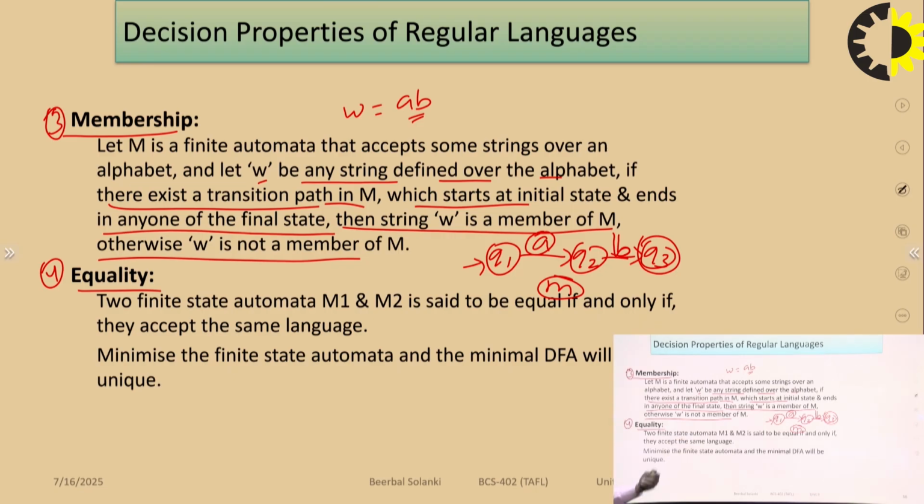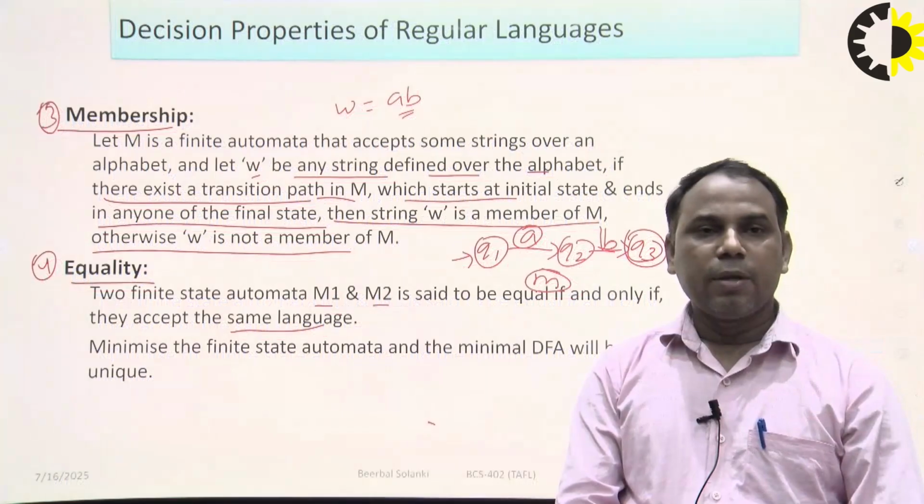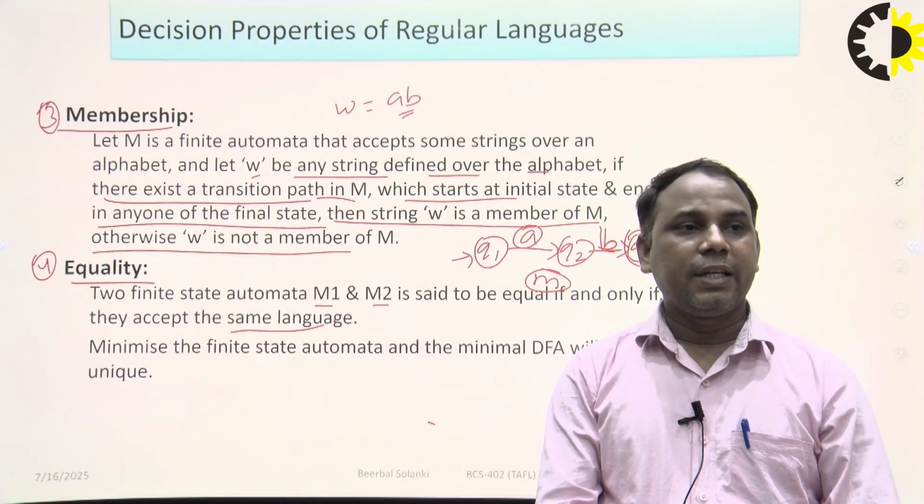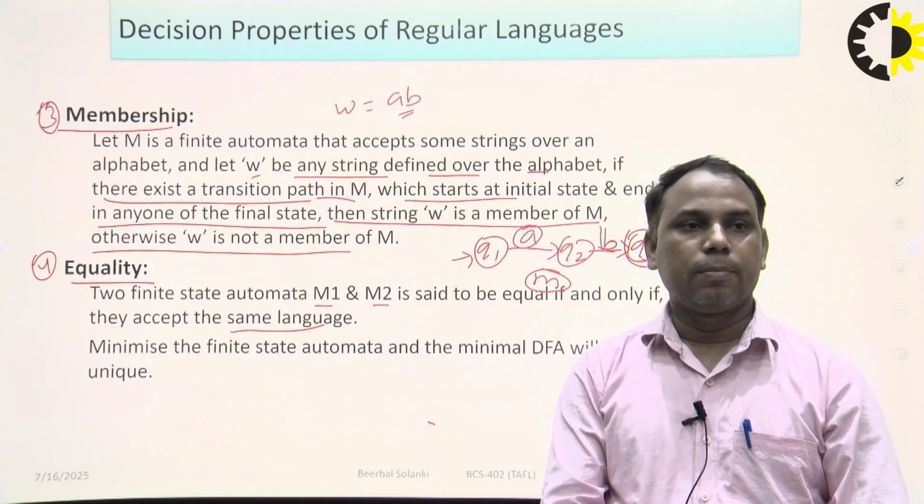Equality of finite state automata: M1 and M2 are said to be equal if and only if they accept the same language. Suppose M1 M2 टू फाइनाइट ऑटोमेटा है और उन्होंने सेम लैंग्वेज को एक्सेप्ट कर लिया. Minimize the finite automata and the minimal DFA will be unique. So M1 M2 टू ऑटोमेटा है और वो एक्सेप्ट करते हैं किसी सेम लैंग्वेज को, so they can be treated as equal machines of finite automata.